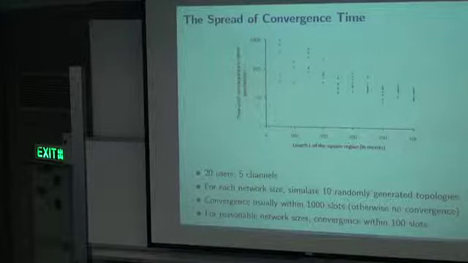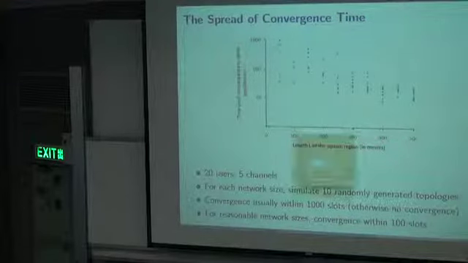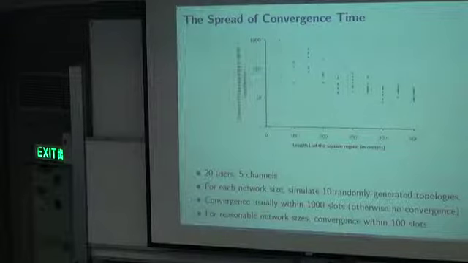Now, if this convergence happens beyond 1,000 time slots, I don't want to wait, because in that case, I don't know whether it will converge or it takes too long to converge. So I only consider the case where the convergence happens within 1,000 time slots. The dots represent the convergence time for different realizations. There's a total of 10.